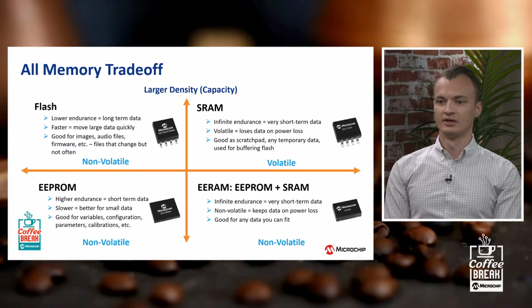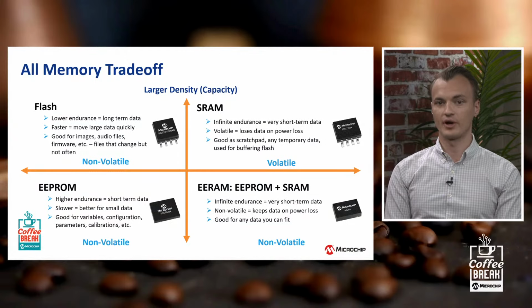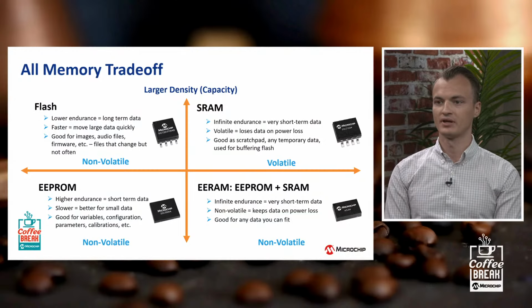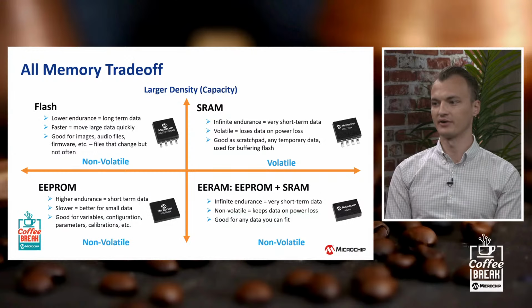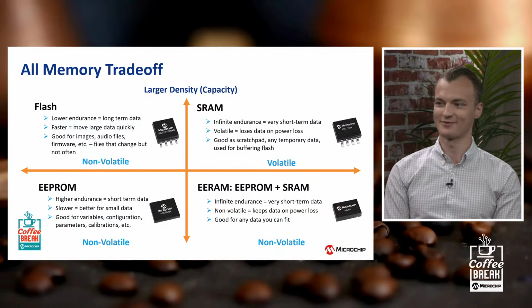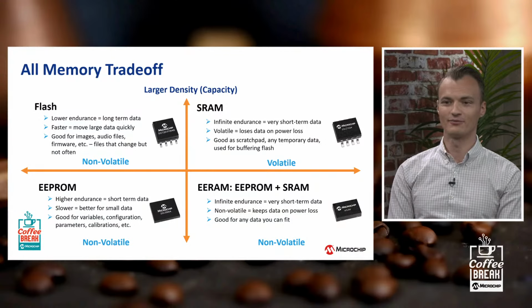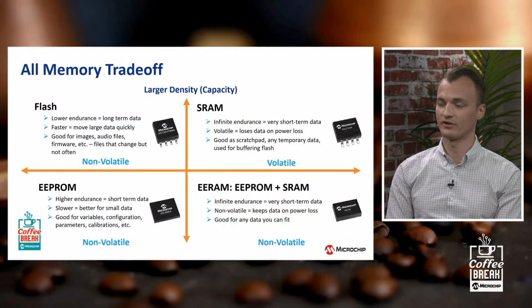Okay. And then finally, you have different types of RAM. Most types of RAM have infinite endurance, which means they don't ever wear out. You can write them as much as you want, as frequently as you want. So you're probably wondering, okay, well, why not use RAM for everything? Right, it sounds like the ultimate. But most types of RAM are volatile, which means they lose data when the power is lost.